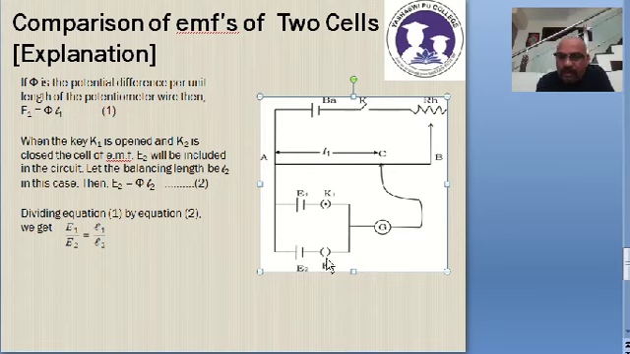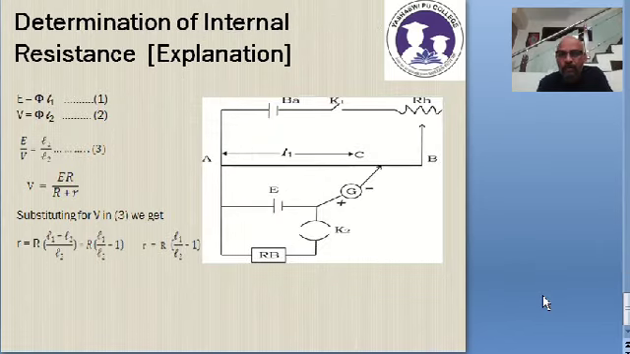So having understood that, we'll proceed further. There is one more application, that is to determine the internal resistance of a cell. To determine the internal resistance of a given cell, now two cells are not included, the primary connections are the same, no doubt. The primary battery, key, rheostat, the potentiometer wire AB, everything is the same.